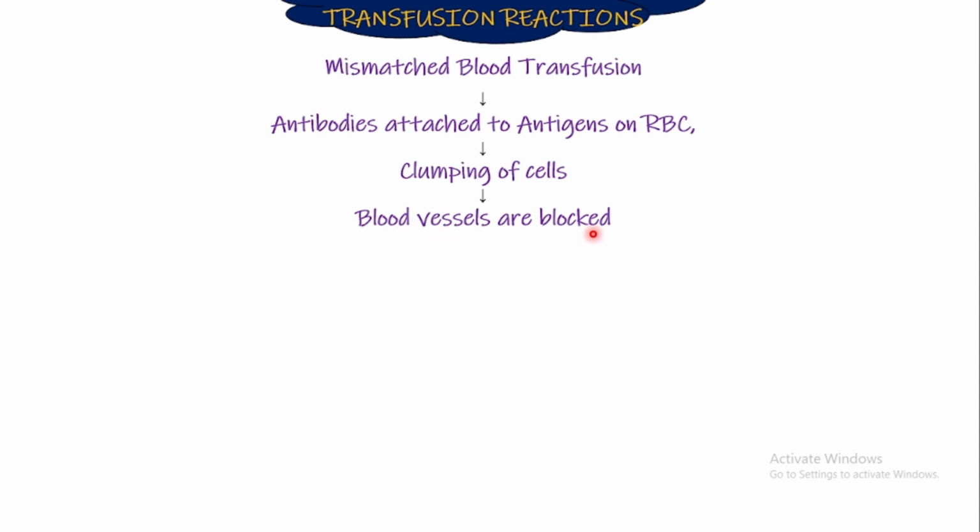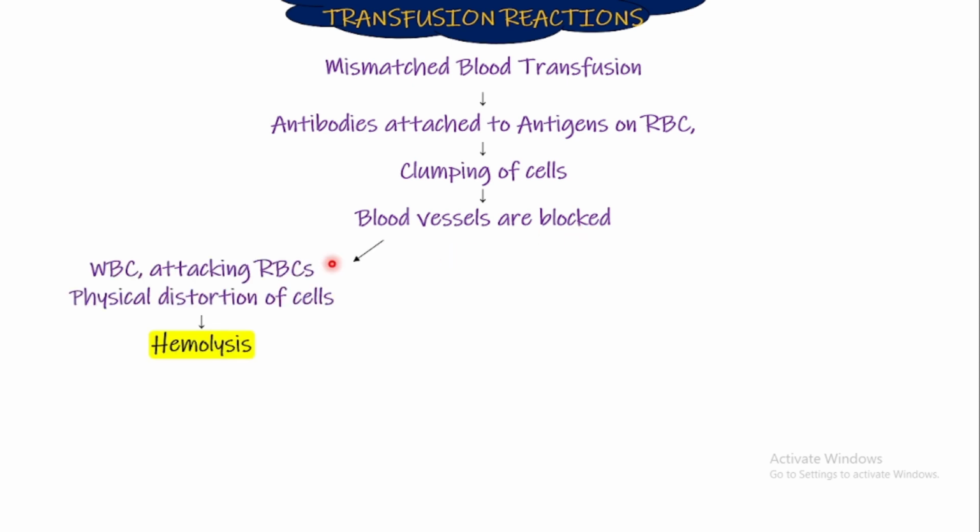And when the blood vessels are blocked, the white blood cells will come, and they will attack the blocked and clumped red blood cells and destroy them. So the red blood cells are clumped and block the blood vessels, the WBCs will come and hemolyze these, will break these red blood cells, resulting in hemolysis.